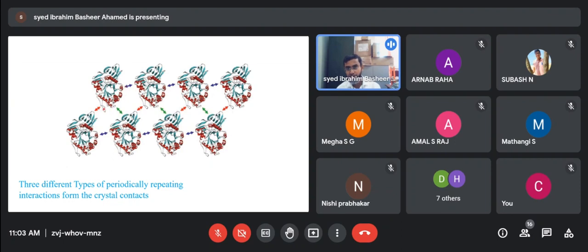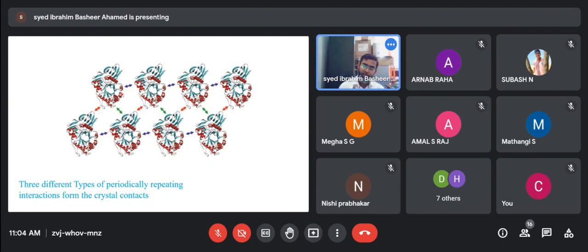So these arrows will be repeated for all. That means if one molecule is having some interaction, the final molecule also will be having this kind of interaction. So three different types of periodically repeating interactions will be there. But don't think there are only three types of interaction; you cannot say that.